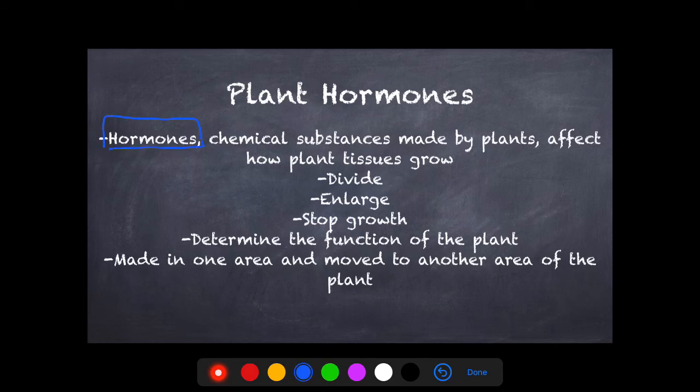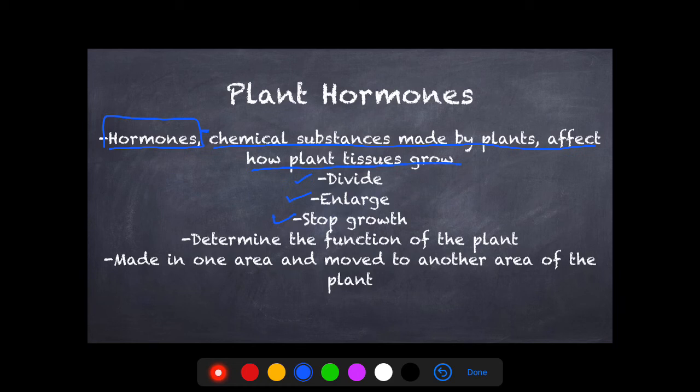So the definition for plant hormone, so a hormone is right here, the chemical substance made by plants that affect how the plant tissues grow. Okay, so plants do actually make hormones. Some of them are man-made and they can be used for the plants as well, but the plant itself can make hormones to help the plant divide, to make the plant grow thicker or taller.